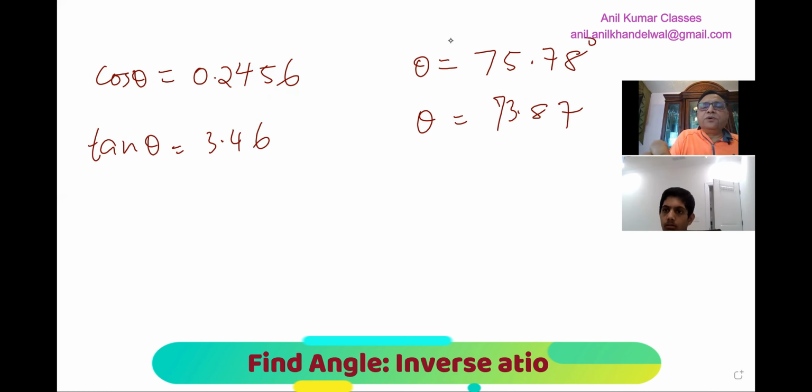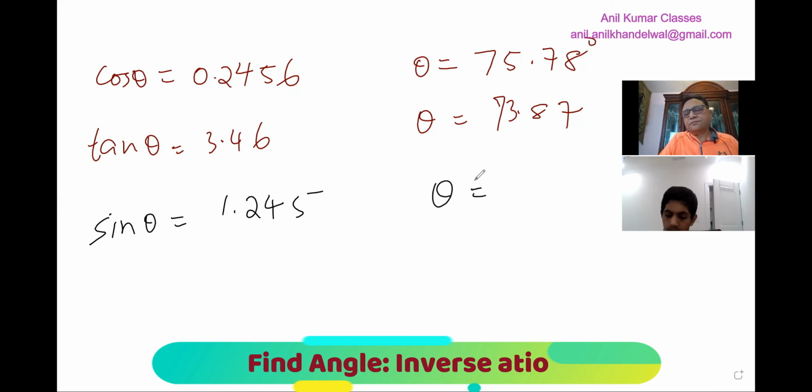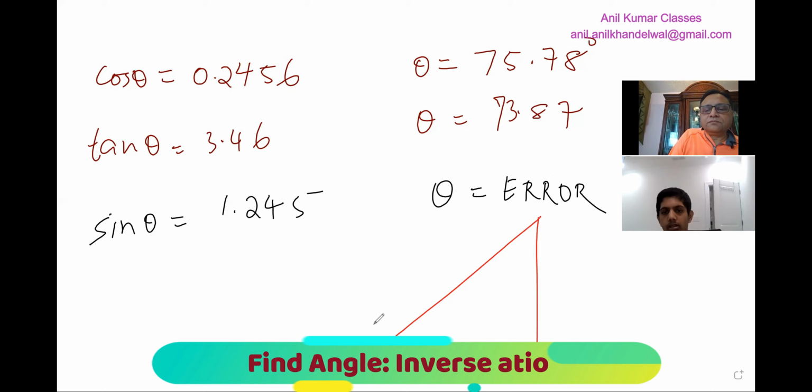Now one question for you. Let me write down the values. Let's say sine theta equals 1.245. What is theta equal to? Yeah, it says error, domain error. Why? Why does it say error? Tell me.